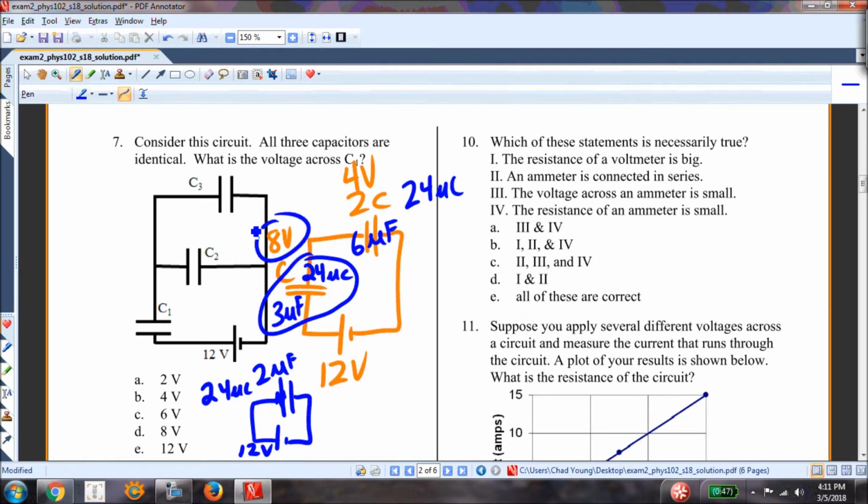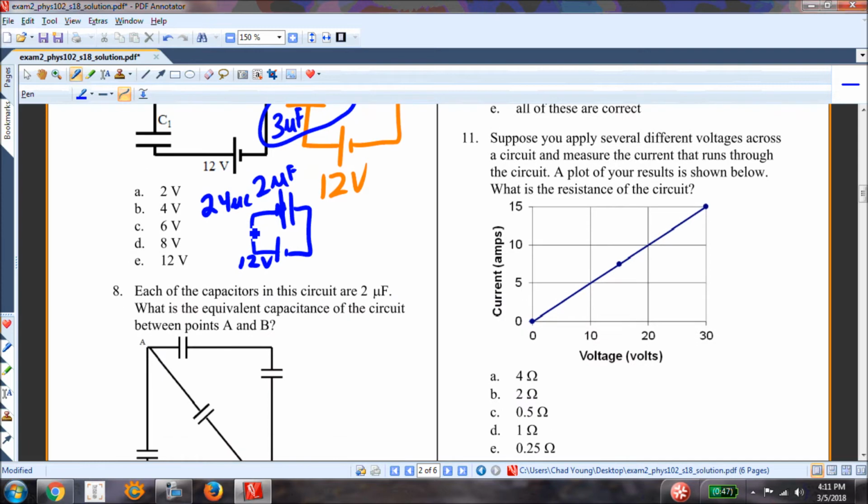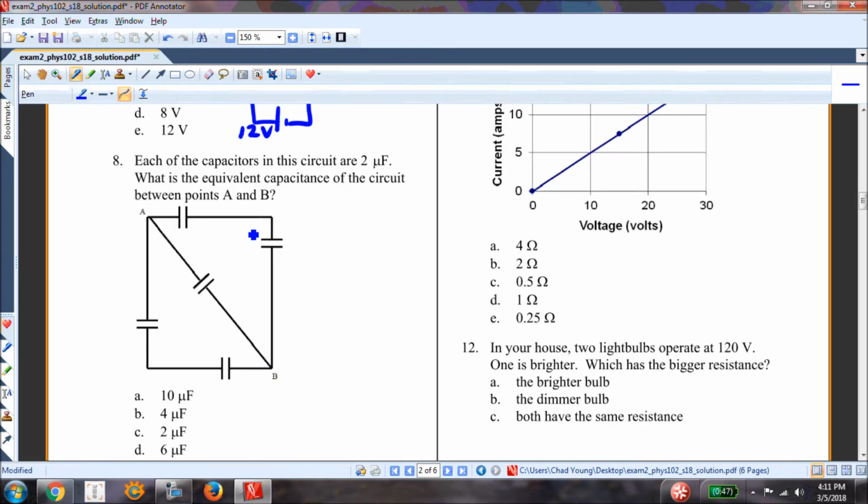So if you don't like dealing with the variables, you can put in numbers, and I chose numbers here that worked out well. You might not fare so easily, but it's easier just to look at the variables and think about how the voltages are distributed.